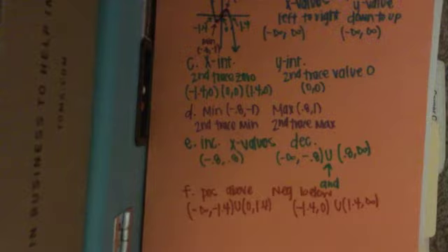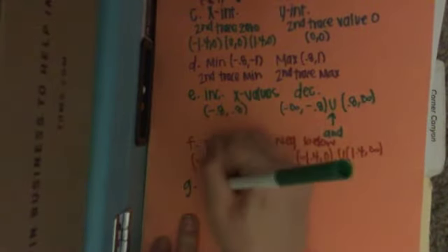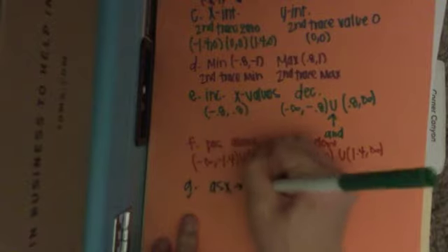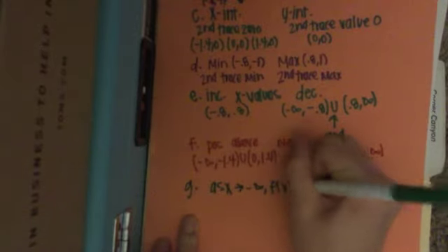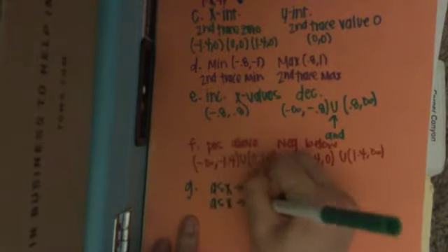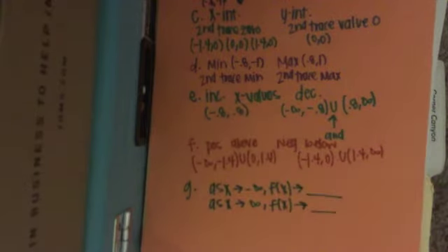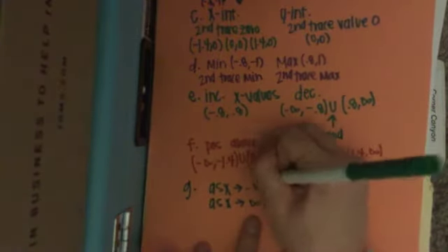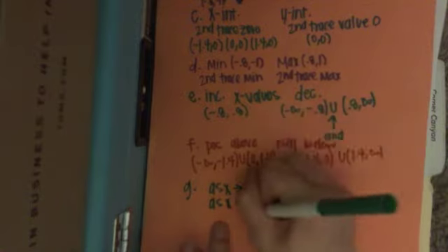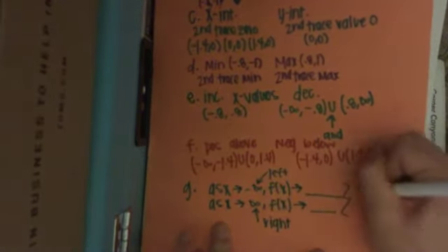Okay, end behavior. Now end behavior, this is where I think we get a little confused. So you always have to have, as x goes to -infinity, f of x goes to some number, and as x goes to positive infinity, f of x goes to some number. This is the left side. This is the right. These are y values.